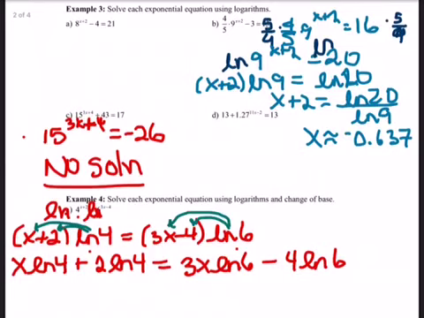So the stuff that has x's attached, I can combine those. I have to move them over because we're on either side of the equal sign. And the stuff that's a number times a natural log, I can go ahead and combine those as well. So I'm going to subtract. I'm going to move this over here.